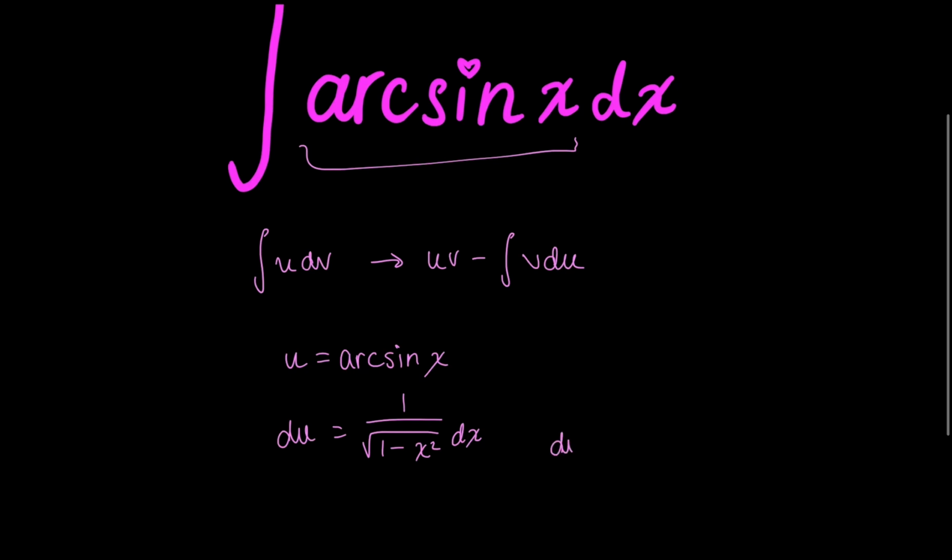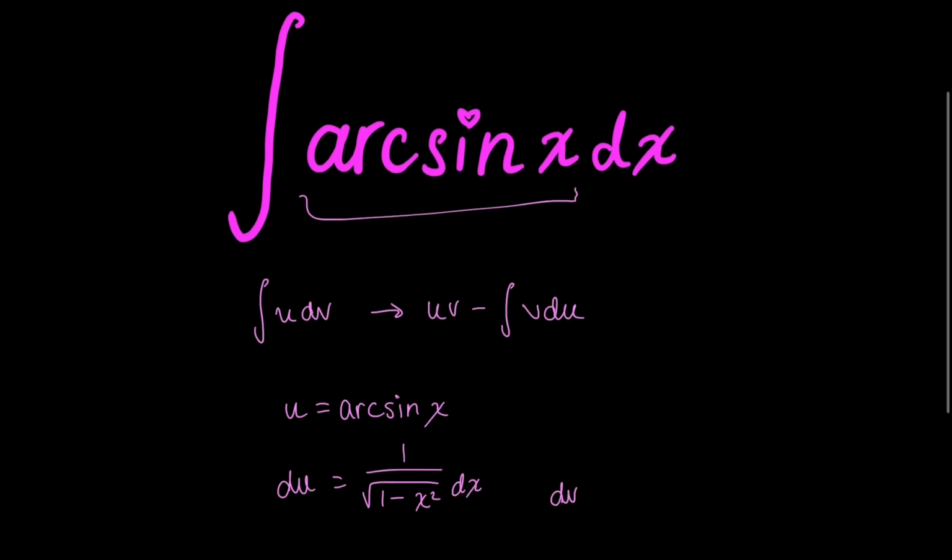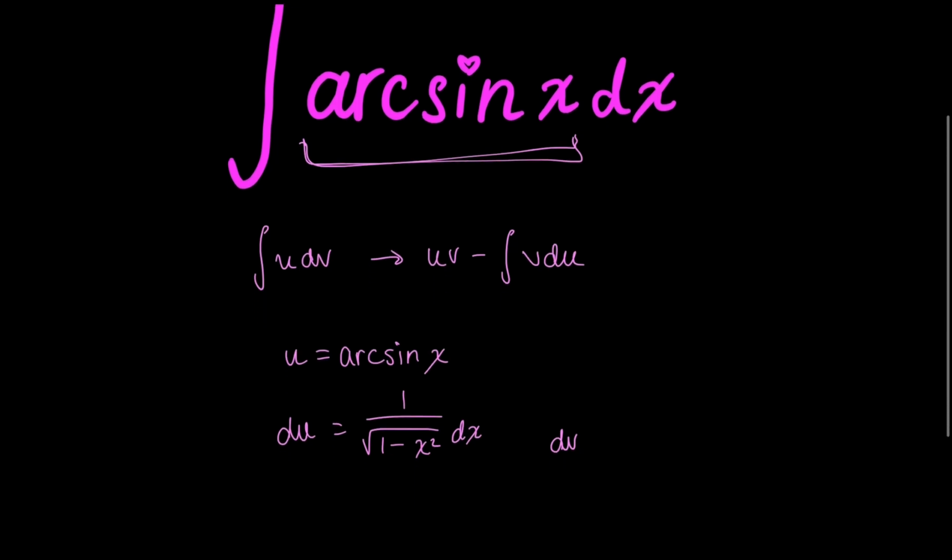And so now we must assign our dv. Since we decided arcsine of x is going to be u, whatever is left over is going to be our dv. In this case, it's just dx. And our v is going to be the integral of our dv, which is just x.